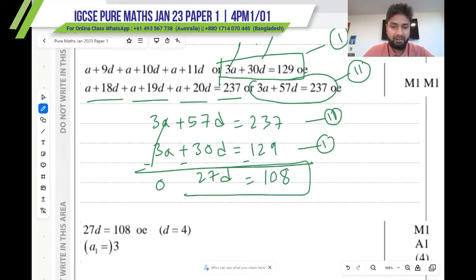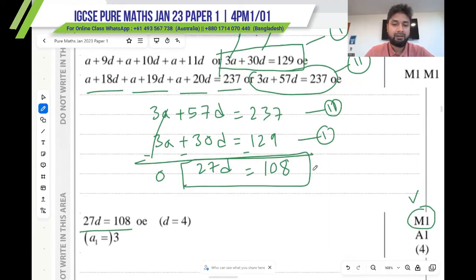So if we write this line, we get 1 mark over here. Method mark, M1 means method mark. So we are going to get 1 mark for method.